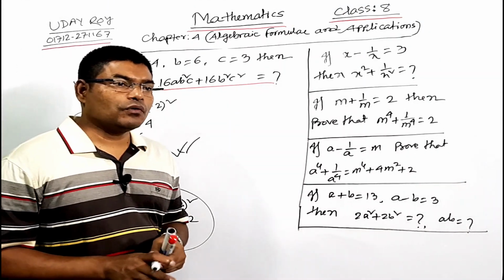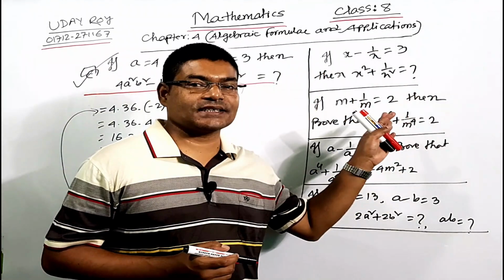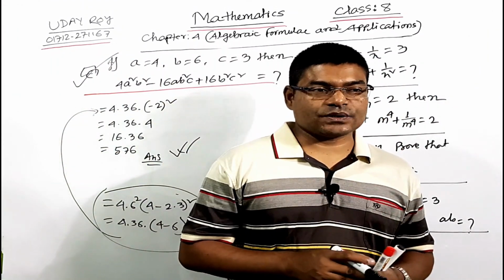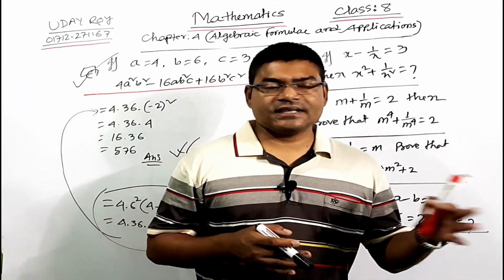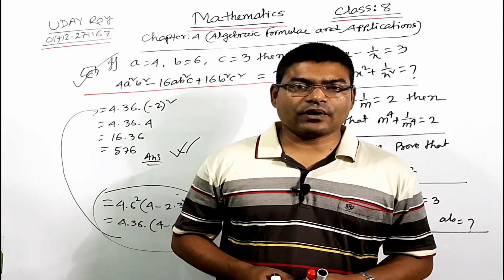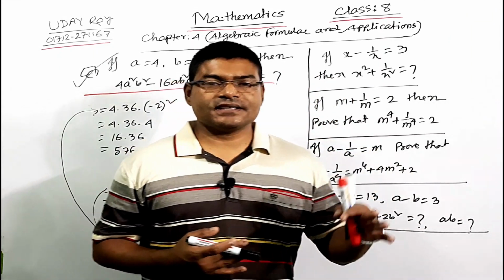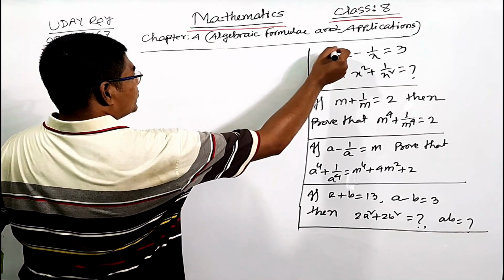Now we will do find the value. Already we have done this type of maths in class 7. That means a square plus b square, a to the power 4 plus 1 by a to the power 4, this type of maths. But according to the system of exercise 4.1, we will have to do. And this is very important, chapter 4. Now we will do this maths.